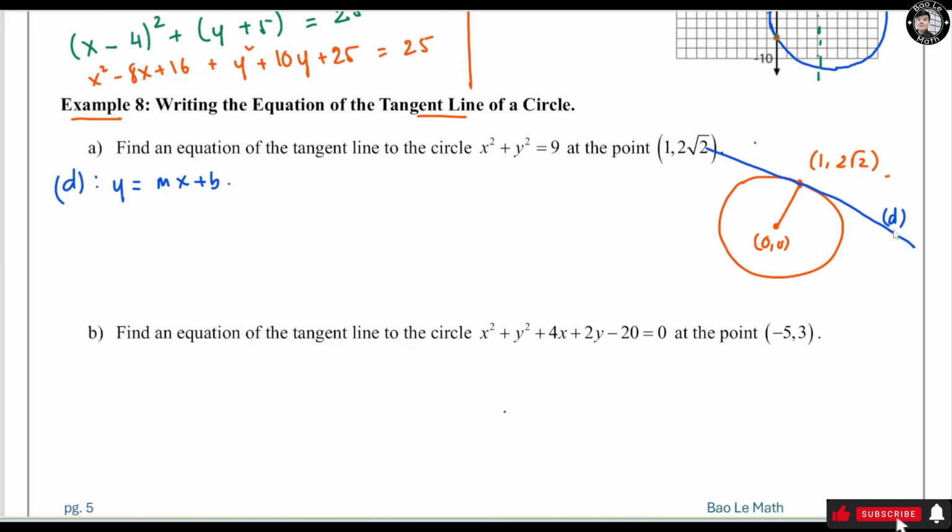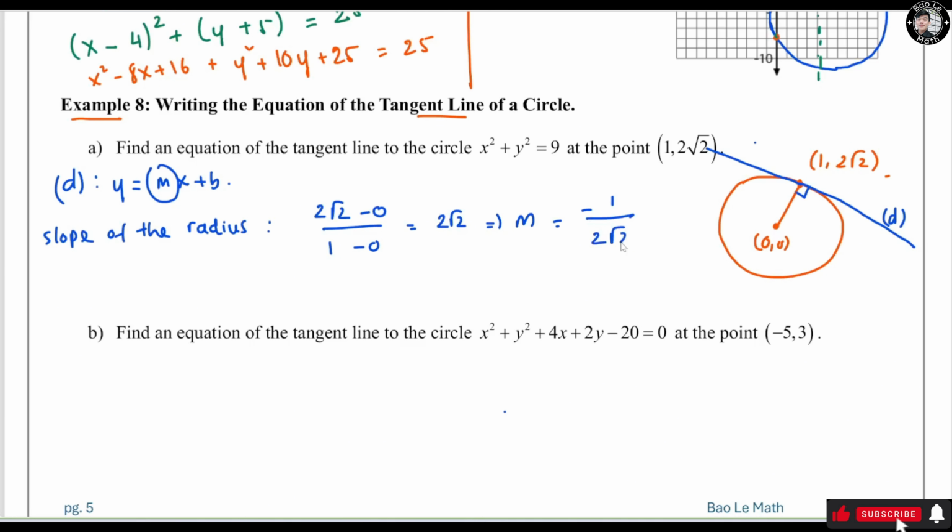And observe that this tangent line right here is always perpendicular to the radius, right? So their slopes should be negative reciprocals. So we need to find the slope of the radius first, right? The slope of the radius is 2 root 2 minus 0 over 1 minus 0, which is 2 root 2, right? And then you can conclude that the slope m right here is the negative reciprocal. This one should be negative 1 over 2 root 2, right?